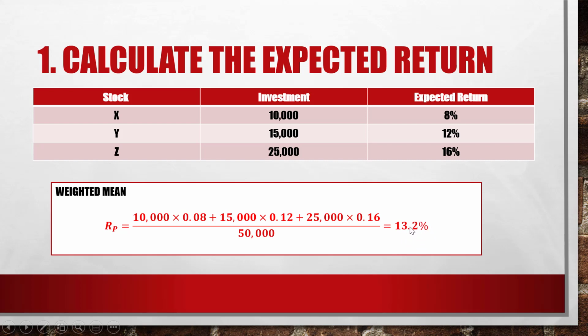13.2%. See, some people might think we take 8% plus 12% plus 16% and then divide by 3. You're going to get the wrong answer, because we didn't invest the same amount of money into each stock. So we have to use weighted mean instead of the arithmetic mean.